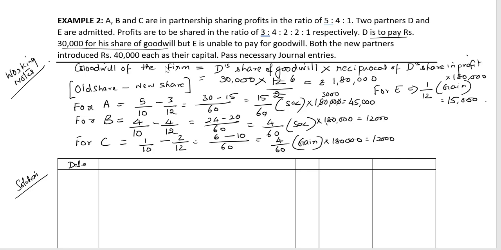Date, particulars, LF number, debit rupees, and credit rupees. We'll write the first journal entry for cash received by the firm.